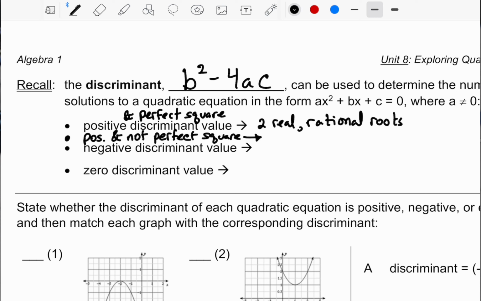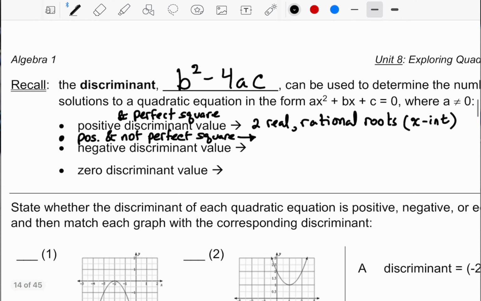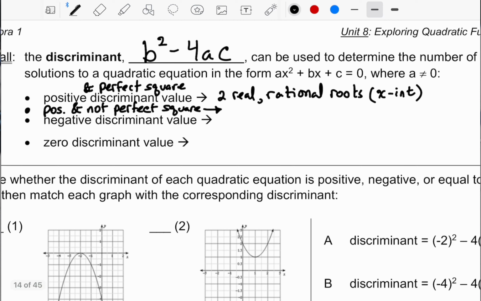All right. Now, we talked about roots in the last unit as some kind of nebulous thing, like it existed, but what were they? In this unit, we learned that roots are the same as x-intercepts. All right, so two real rational roots or two real rational x-intercepts. The case of positive and not a perfect square would be two real irrational roots. All right, two real irrational roots.